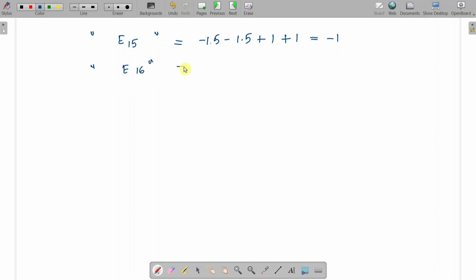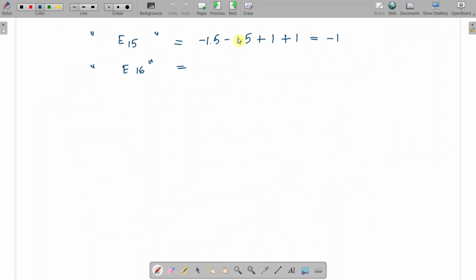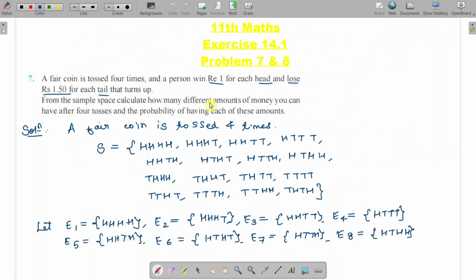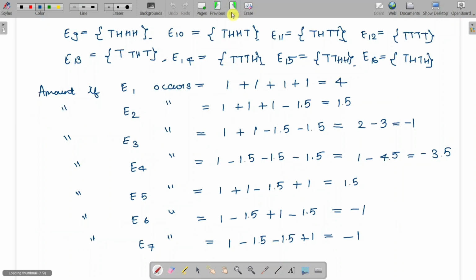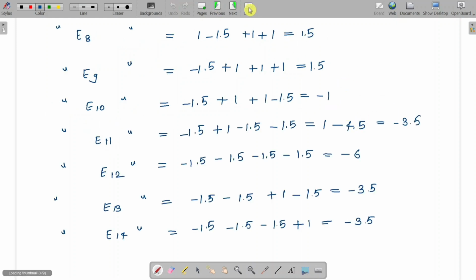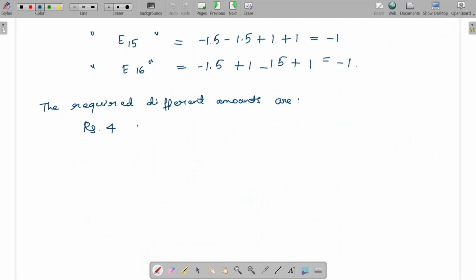And if E16 occurs, then minus 1.5 plus 1 minus 1.5 plus 1, that is minus 1. Okay, so all the amounts we have got. So now we have to look at the common amounts, because we have to write how many different amounts are there. The required different amounts are, so first is rupees 4 in the positive, you gain 4, right? So rupees 4 is gained.